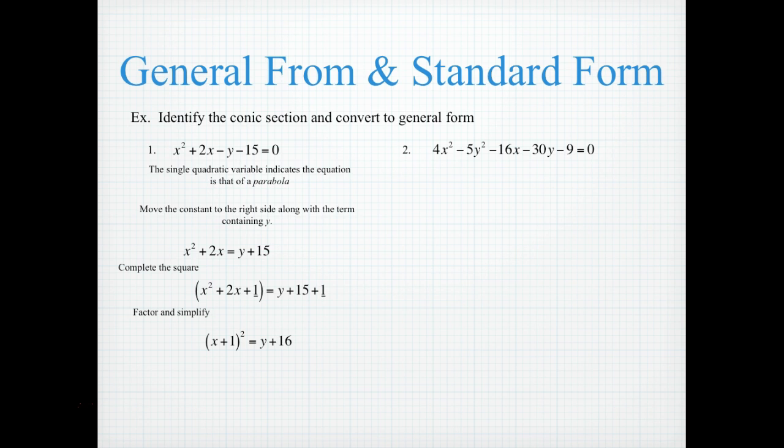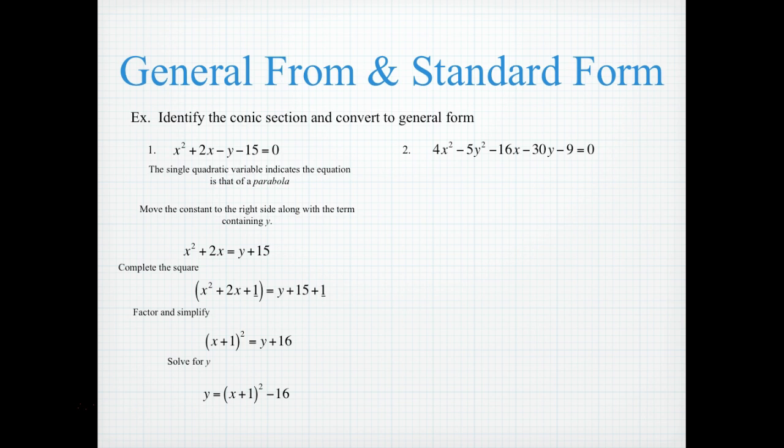So x squared plus 2x plus 1 factors to x plus 1 quantity squared, and 15 plus 1 gives me 16 on the right side of the equation. Lastly, I'm going to solve for y. So I subtract 16 from both sides. Now notice in this case I turned the equation over, so I wanted y expressed on the left side of the equation, but I still just subtracted 16 from both sides. So I have y equals the quantity of x plus 1 squared minus 16.